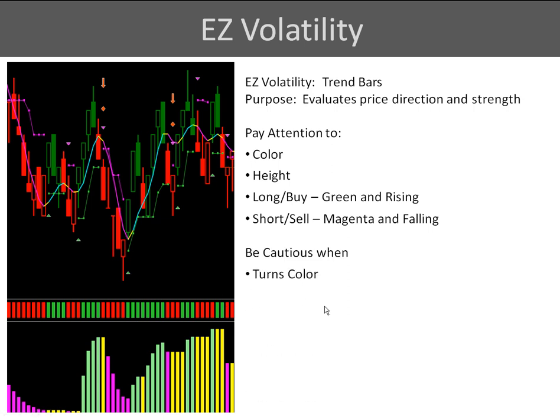Be cautious when the trend bar turns color, especially the opposite color, and also when the height gets to maximum 100 or minimum 0, we don't know whether the trend will continue. So pay attention when we get to the maximum height or minimum height and be ready for maybe an early exit of your last contract.